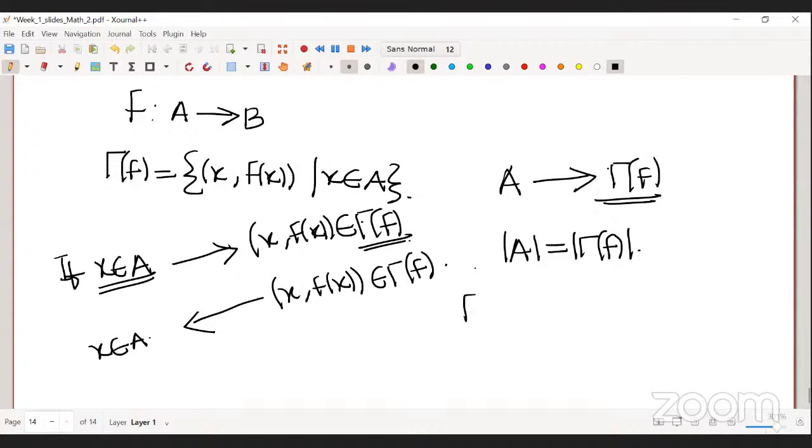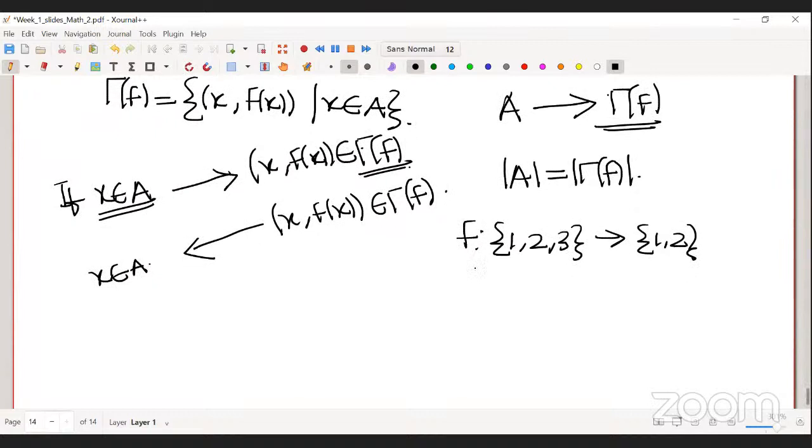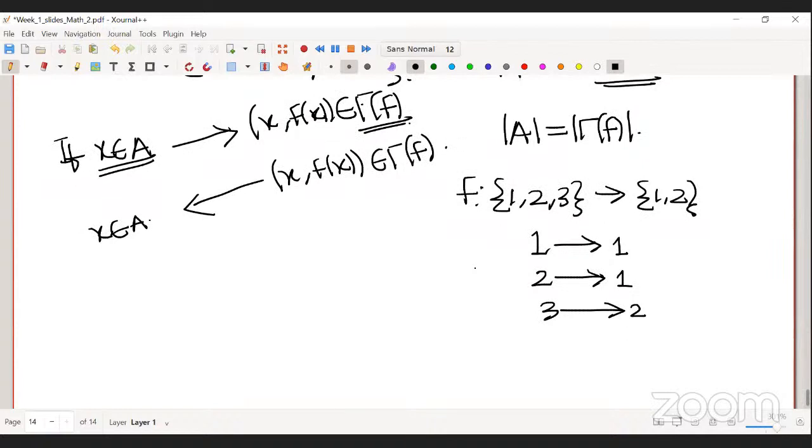What I'm trying to say is, suppose you have a function from {1, 2, 3} to {1, 2}. At 1 the value is 1, at 2 the value is 1, at 3 the value is 2. Okay, so what will be the graph of that function? What is the graph?